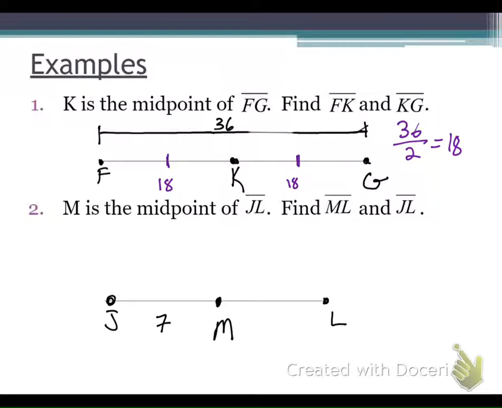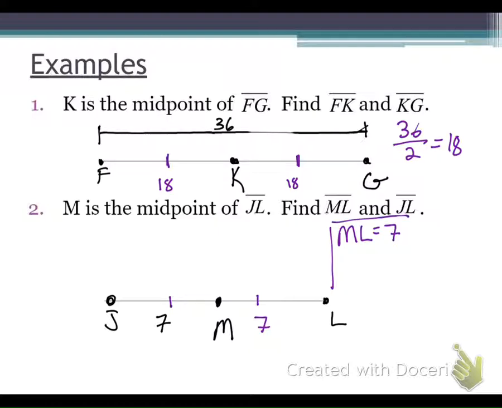For our second one, we see that M is the midpoint of segment JL. We want to find the length of JL and ML. If it is the midpoint, what do you know about the two segments? They're congruent. So once again, we can draw that little tick mark in. It tells us that they are congruent segments. So if they are congruent, then what is the length of ML? 7. So I'm going to write explicitly ML equals 7.